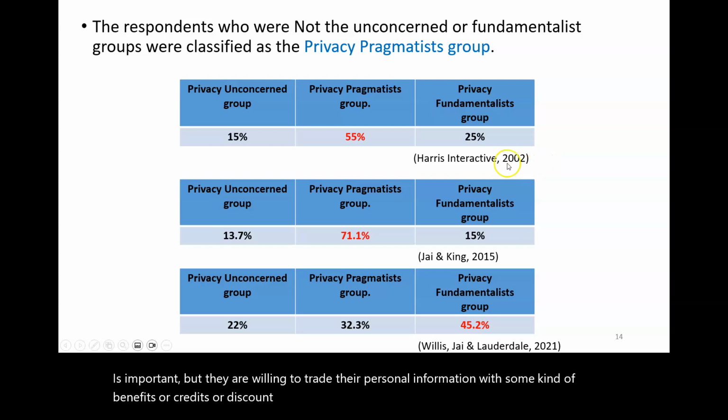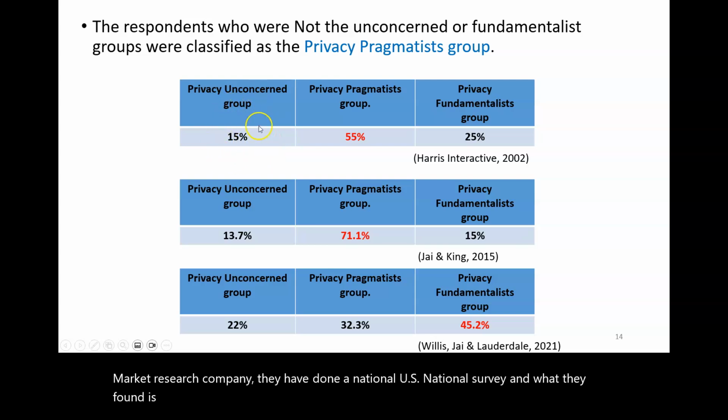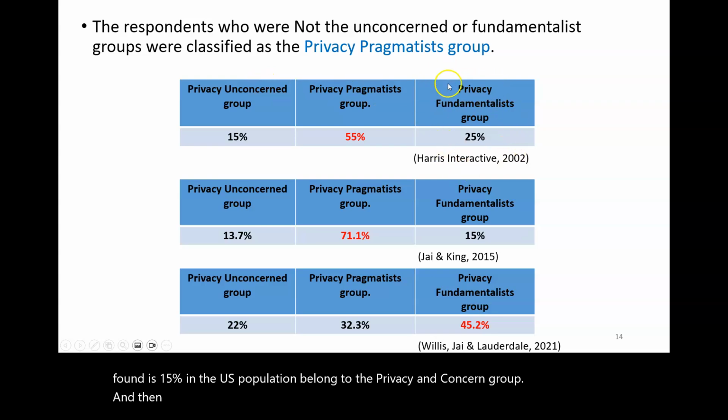In 2002, Harris Interactive, a market research company, conducted a U.S. national survey, and what they found is that 15% of the U.S. population belong to the privacy unconcerned group, 25% belong to the fundamentalist group, and a majority of 55% belong to the privacy pragmatist group.